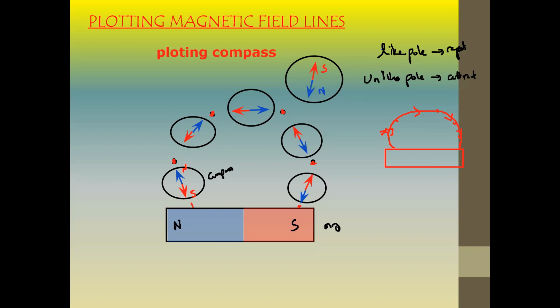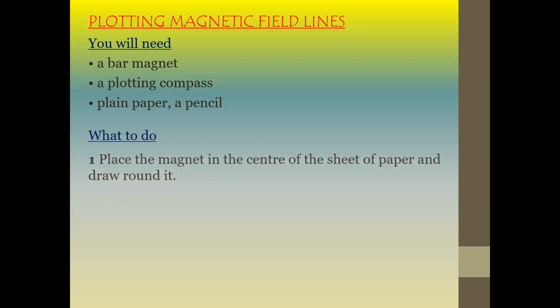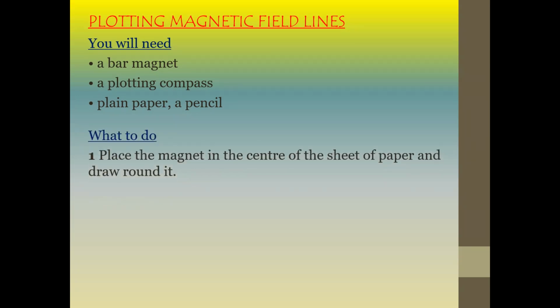So a plotting compass is used to identify the magnetic field lines or magnetic field of a bar magnet or any kind of magnet. For this you need a bar magnet, a plotting compass, a plain paper and a pencil. Why a plain paper? Because you will place the magnet on it. So first, place the magnet at the center of a sheet of paper. Like we'll take a paper here and then we place a magnet.